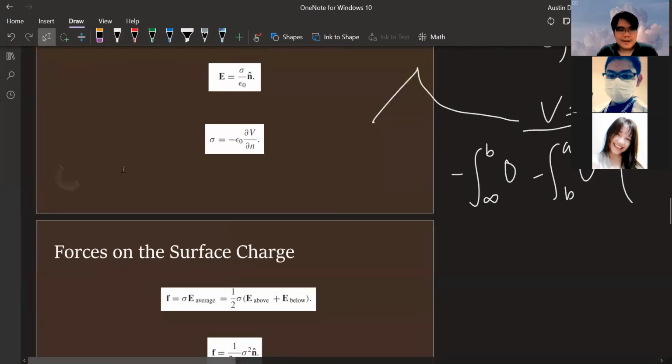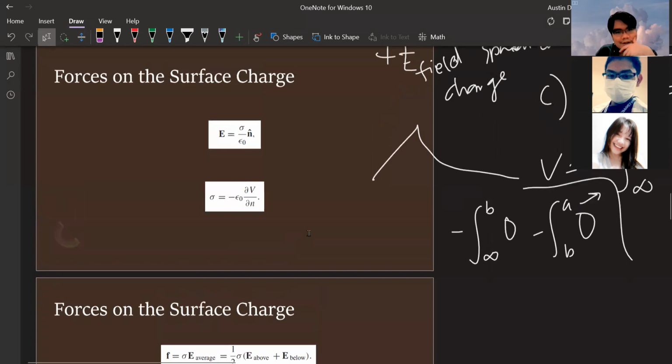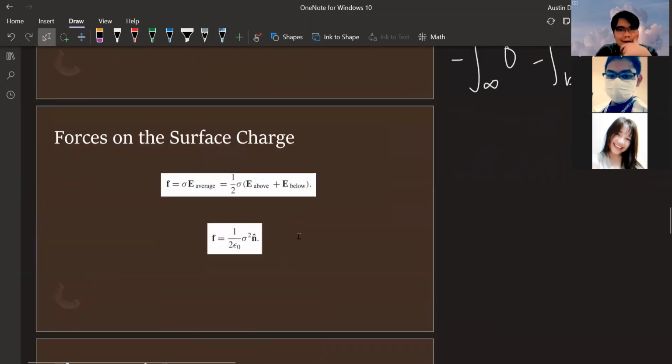May tanong ba? May tanong? Okay. Kung wala, meron, chat nyo lang or salita kayo. Okay? Now, let's look at the force on a surface charge kapag may conductor ka. Kunwari may conductor kang ganyan, tapos mga charges nakakalat mo sa conductor mo, di ba?